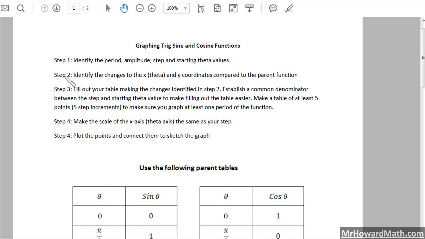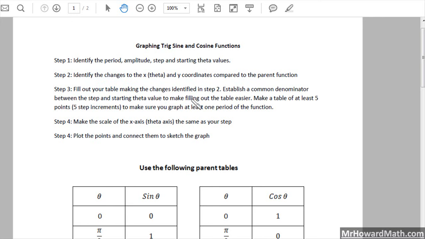Before we begin, let's go through the steps here. You'll notice there are 2 step 4s. Need to fix that. Step 1, identify the period, amplitude, step, and starting theta values. We'll do that in just a moment. Step 2, identify the changes to the x, which generally is theta. We use a variable of theta when we graph, and y coordinates compared to the parent function. So very similar process to all functions that we've worked with all year.